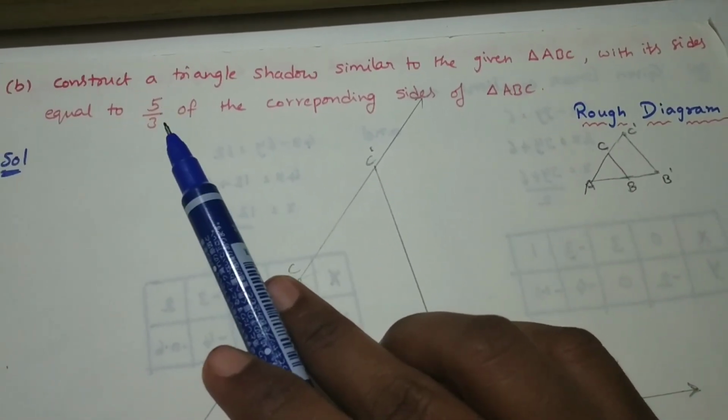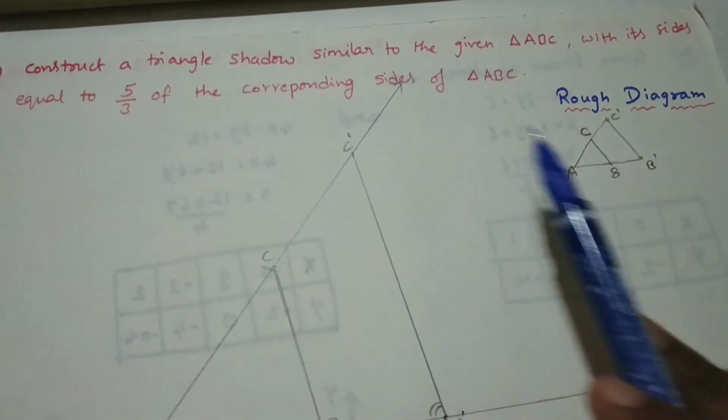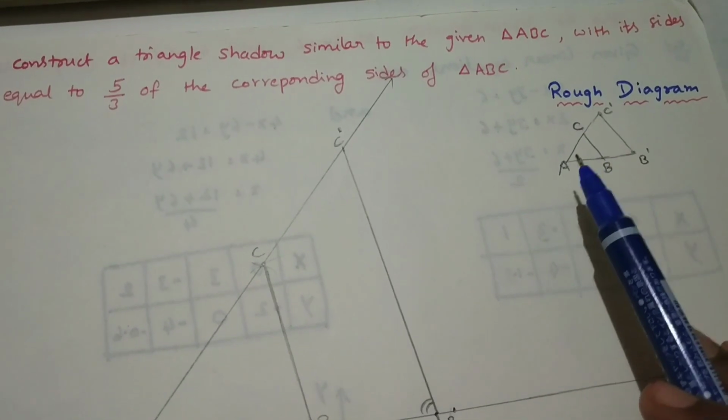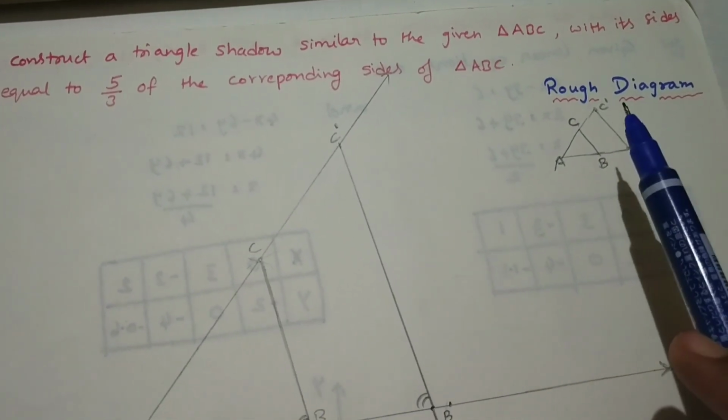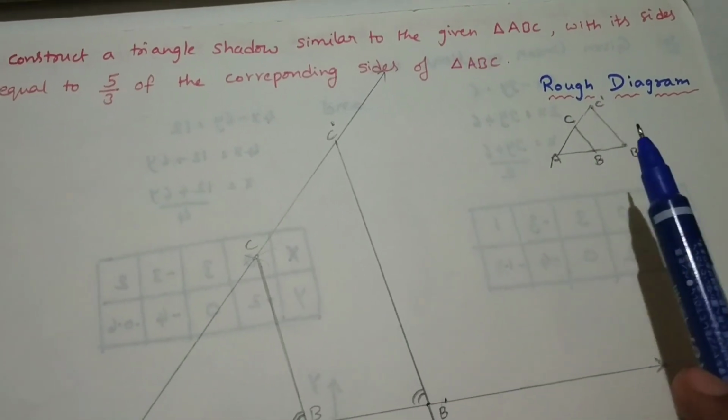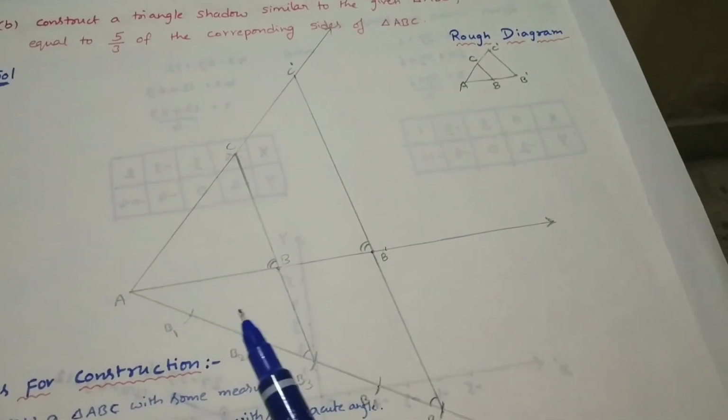For this one, if you are drawing similar triangles, it will come outside of the given triangle. So this is a rough diagram. The required triangle A, B dash, C dash is our required similar triangle for the triangle ABC. This is a rough diagram. How to draw this one, you are going to get it like this.